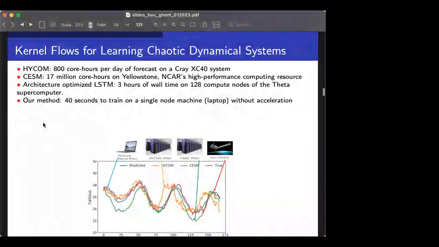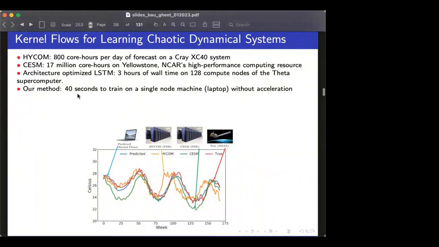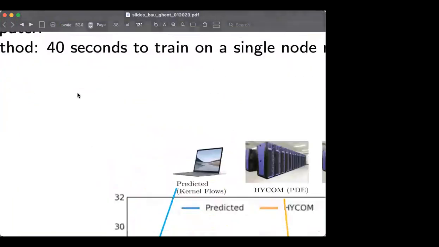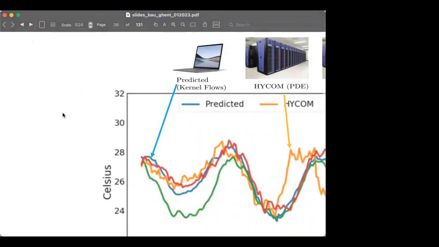It takes them about 800 core hours per day of forecast on a Cray XC40 system. On the CSM, 17 million core hours on this supercomputer. Using LSTM, it's like 3 hours of wall time on the Theta supercomputer. And then using our method, on my laptop, it took like 40 seconds of training. And you see that this works quite well here.